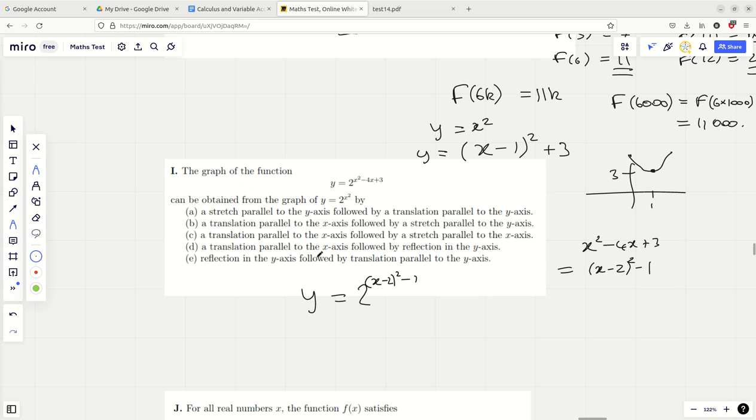But none of those answers are there. They've got a translation parallel to x followed by a stretch parallel to y, and a translation parallel to x followed by a stretch parallel to x, and a translation parallel to x followed by a reflection in the y. So they've got all of those, but I was like, well, it's going to be one of those three. But of course, you can just rearrange this to y equals 2 to the x minus 2 squared multiplied by 2 to the minus 1, which is the same as timesing by a half. And that's a stretch. And that's why this is B. And that's how you get this answer.